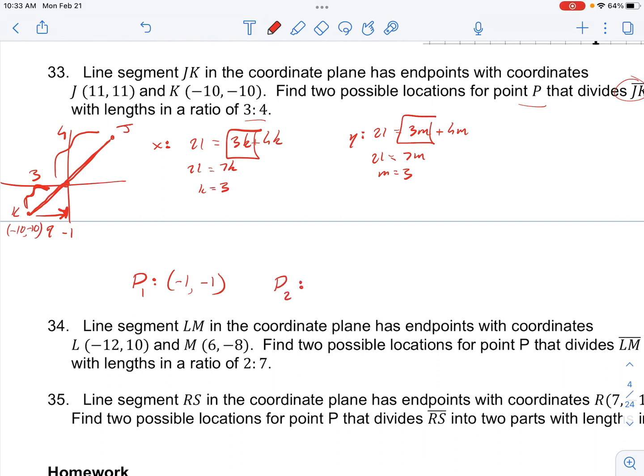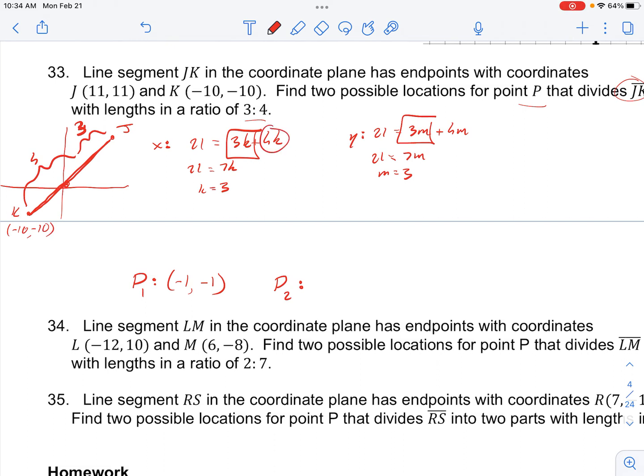Now our other solution comes from when we partition this in another way. So let's redraw our figure here. Now we want to come a length of 4 from K and leave 3 over here to J. So we still have the same ratios. The only thing that changes is that now, from K at -10, -10, we're looking at this segment.